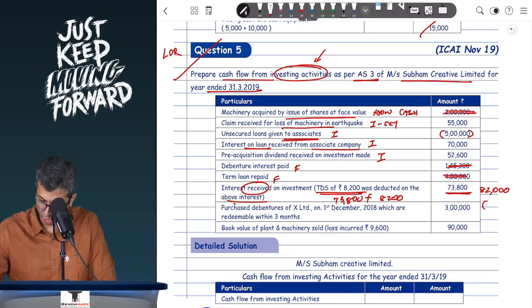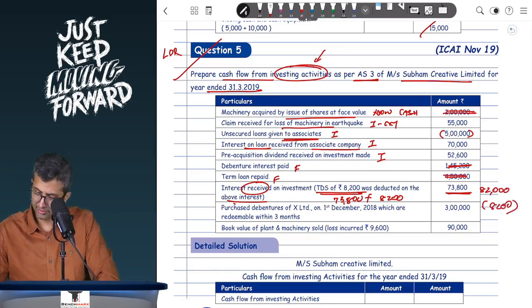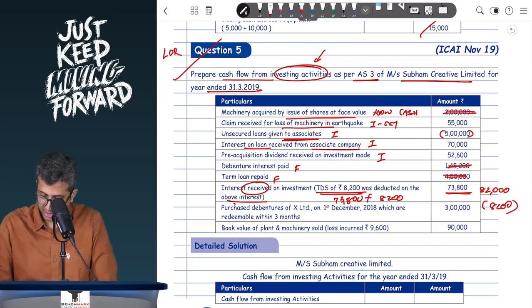But TDS is also tax. We will have to show it separately. So does anyone ask what is the meaning of separating these two? Because you are doing presentation, and hence you will have to show this separately within investing only. Purchase debentures on 1st December which are redeemable within 3 months. So that will become cash equivalent.